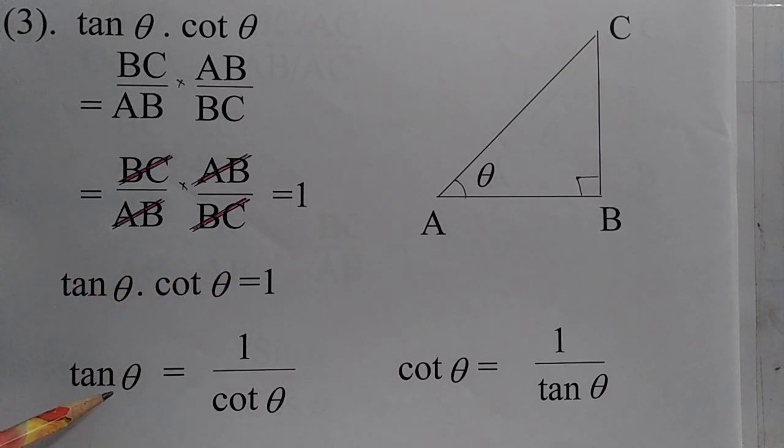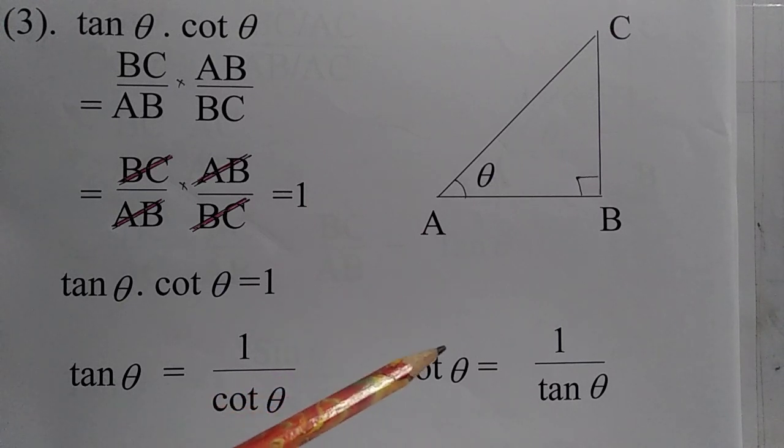So tan theta into cot theta equal to 1. Tan theta equal to 1 by cot theta. Cot theta equal to 1 by tan theta. Note down this relation.